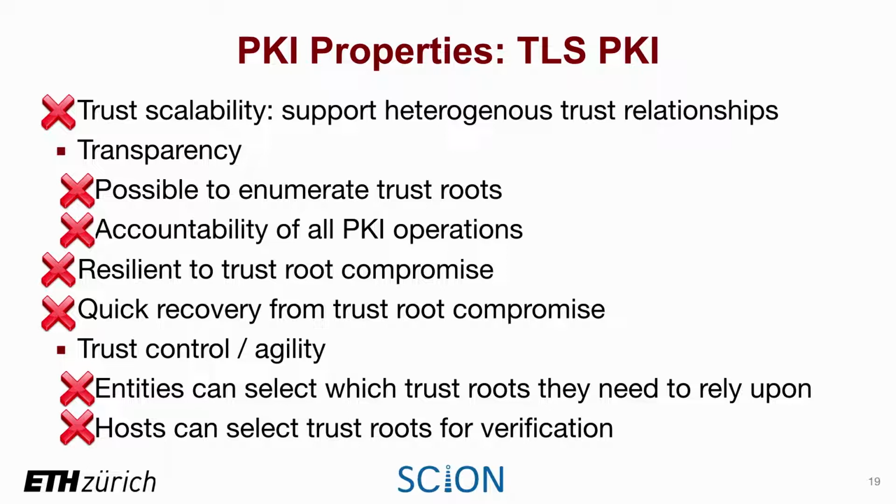Also, with respect to transparency, it is actually not possible today to enumerate all possible trust roots. The reason for this is that secondary CA-level certificates can be signed by primary root CAs, and the second-level CA certificates can also be used to again sign domain certificates. These are essentially invisible, and therefore one today cannot enumerate all different roots of trust in this environment. Also, there is no accountability of PKI operations. A root CA can sign a certificate without it being visible to the rest of the world.